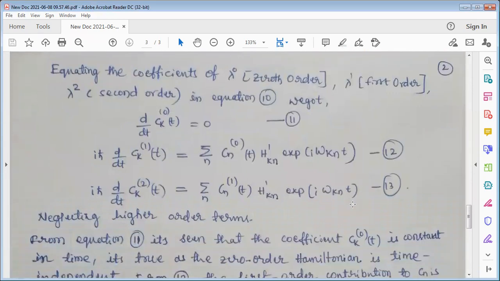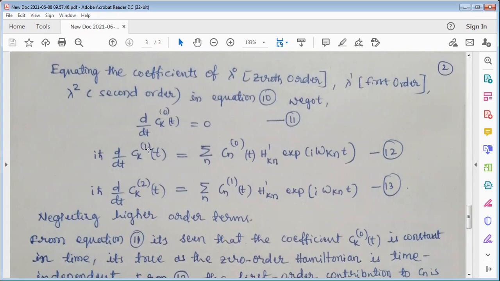So next what we have to do, equating the coefficients of lambda raised to 0, that is 0th order, lambda raised to 1 first order, and lambda square second order in equation 10, we get these quantities: d by dt of ck of 0 of t is equal to 0, because there is no term on the RHS corresponding to this 0th order.